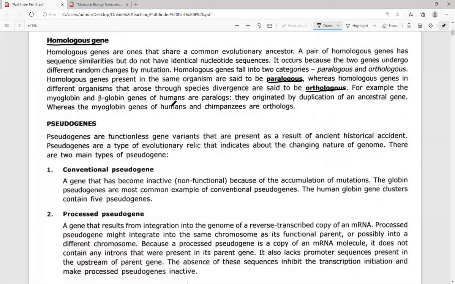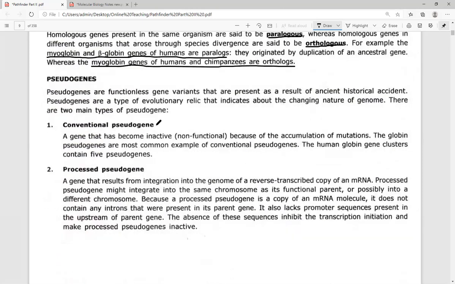Now see this, for example, myoglobin and beta globin genes of humans are paralogous. When we look at humans, the myoglobin gene, which is present in humans, and the beta globin gene, which is also present in humans, are said to be paralogous genes. Whereas the myoglobin gene present in humans and the gene present in chimpanzees are said to be orthologous genes.